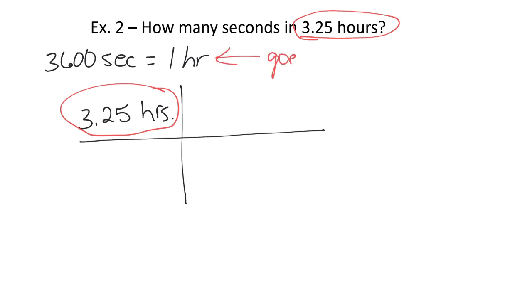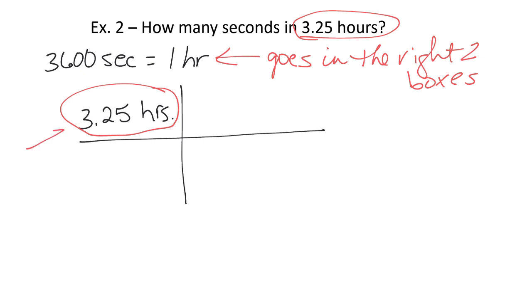This goes in the right two boxes. And that's where sometimes students get mixed up. They put the conversion factor first, and then they put the 3.25 hours where it would still cross off, but then it's wrong because it's sometimes 1 over 3.25 hours. So we don't want to do it like that. Make sure that this goes in the first box. Okay, so that's always the number you're given, what you're starting out with. So I'm going to put starting.